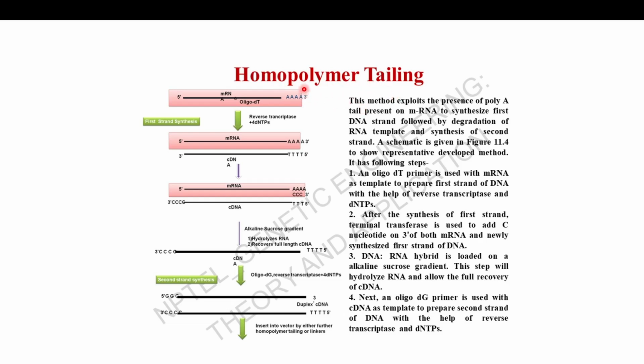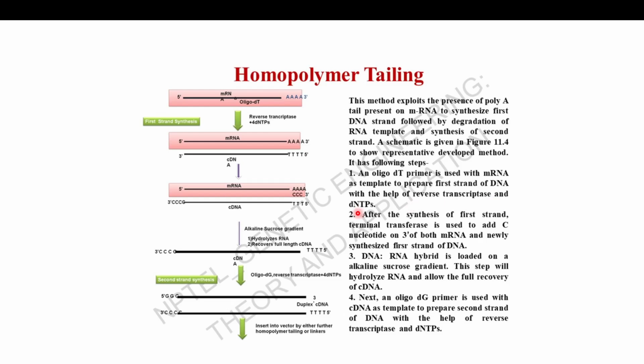What happens here in homopolymer tailing is that this method exploits the presence of the poly A tail at the 3' end of an mRNA to synthesize the first DNA strand that we saw in the earlier slide, right? Then we degrade that mRNA using RNase and synthesize a second strand. So this is the schematic. In the first step, an oligo dT primer that we saw is used with mRNA as template to prepare the very first strand of DNA with the help of reverse transcriptase and dNTPs.